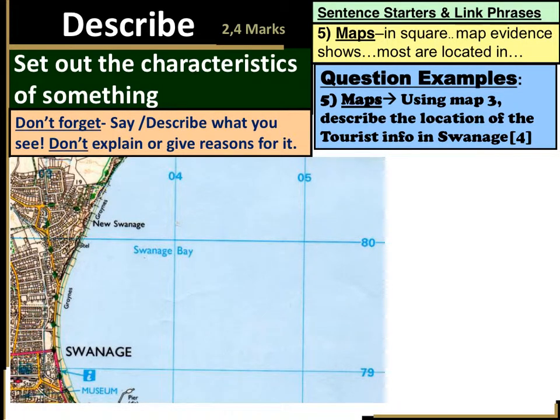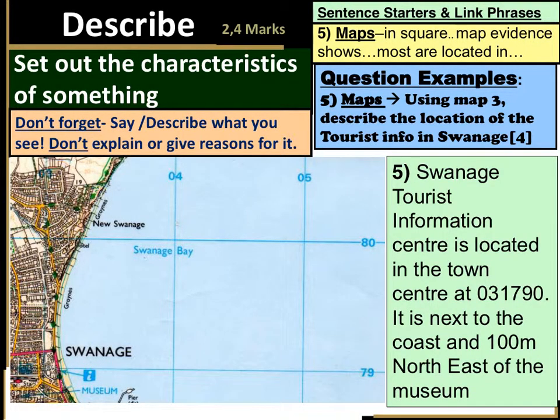Question 5 helps us with maps, describing maps. It says using map 3, describe the location of the tourist information point in Swanage. Some advice for us is in the yellow box. It says in square or map evidence shows or most are located in. So that might apply and might not apply depending on the question. First thing is to find the tourist information point, which is that there, and there's an arrow to show where it is on the seafront. Of course, use grid references, use distances if you can as well. A possible answer is on the next slide.